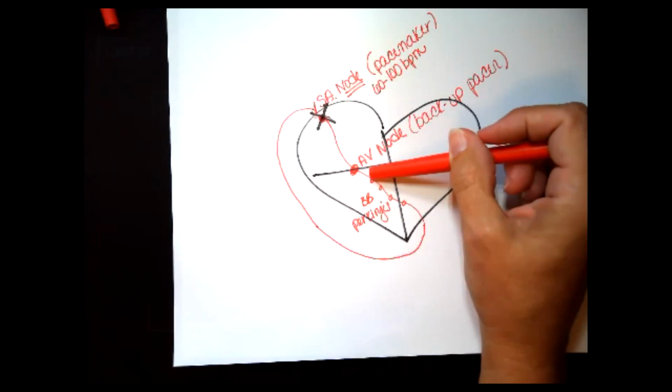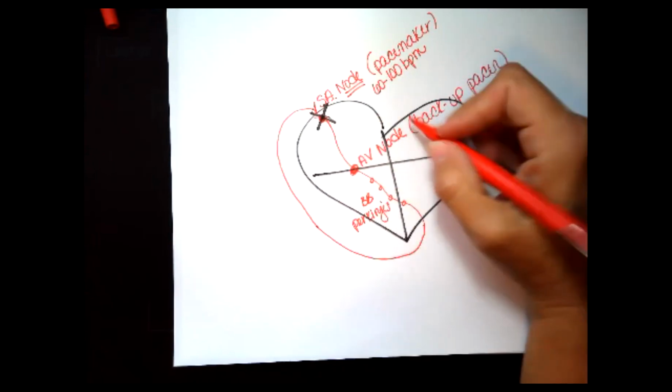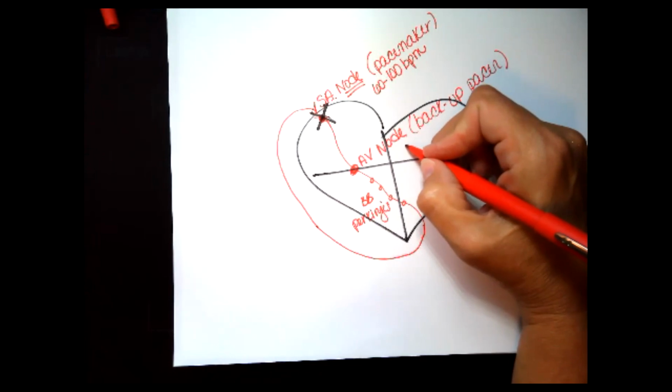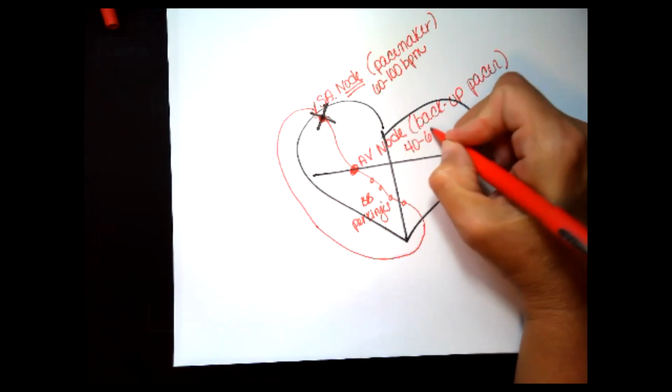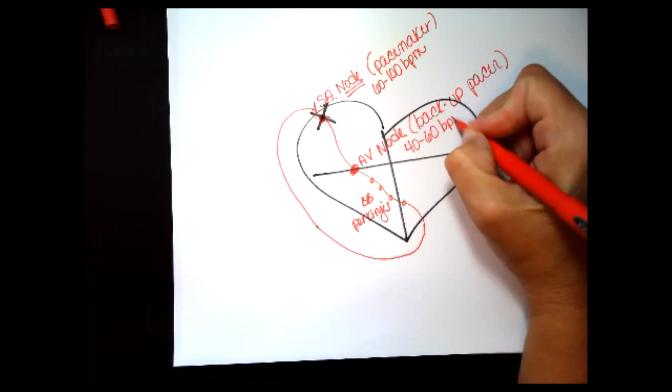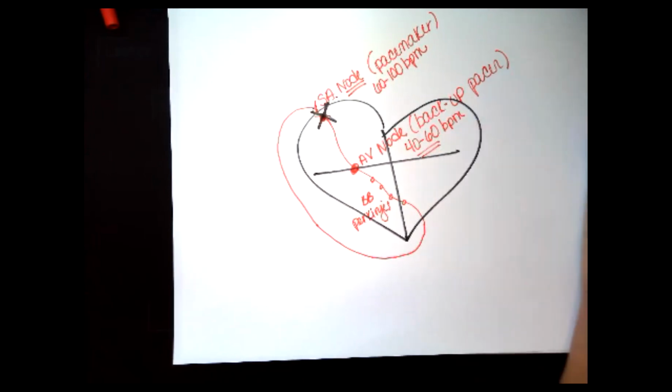When the AV node is the true pacemaker, it can only generate a heart rate of 40 to 60 beats per minute. So you can see where this is not optimal. It's hard to keep your tissues perfused at that slower rate. Okay.